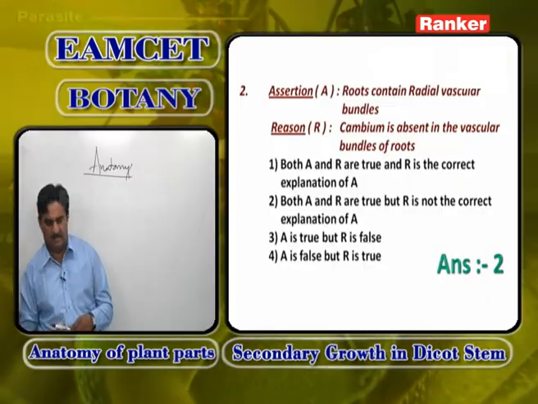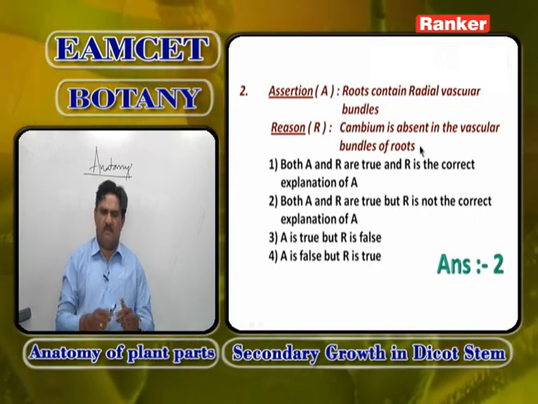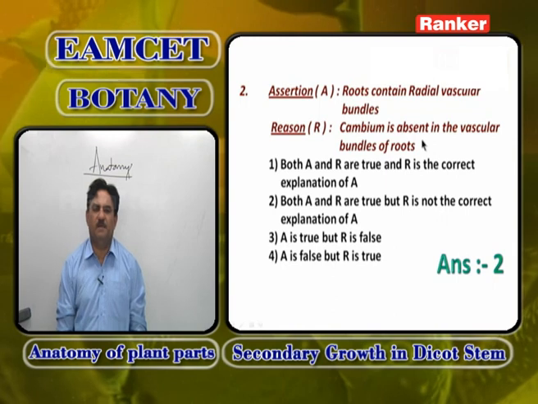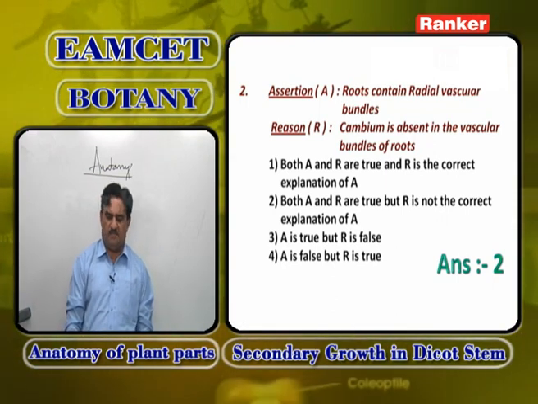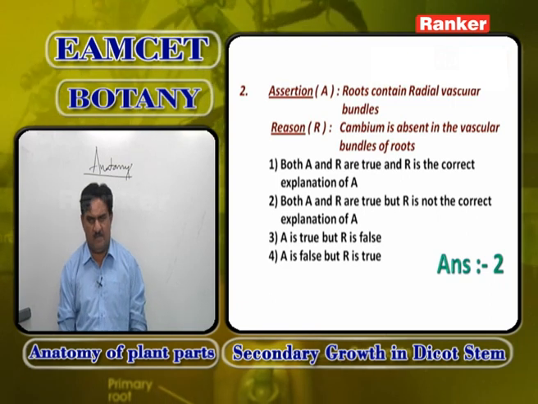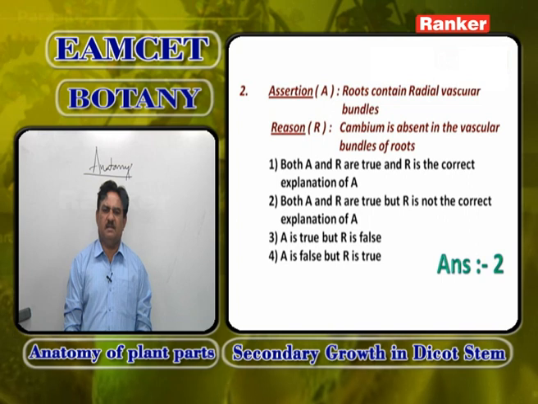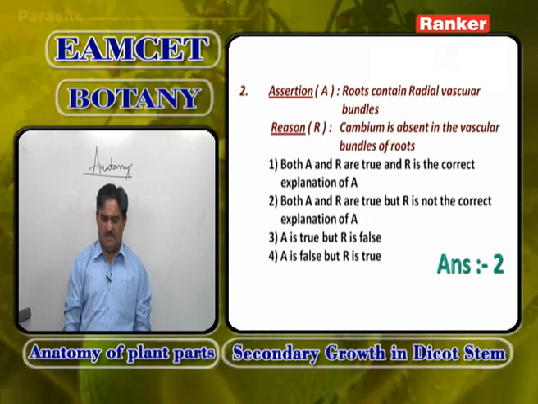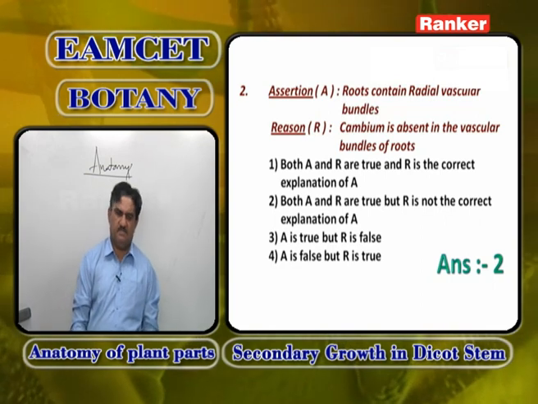The assertion is correct. Cambium is absent in the vascular bundle of roots. Always in the roots, vascular bundles are closed, that means cambium is absent. But roots are not radial because of the absence of cambium. So assertion is correct, reason is correct, but reason is not the correct explanation of assertion. So the answer is: both A and R are true, and R is not the correct explanation of A.